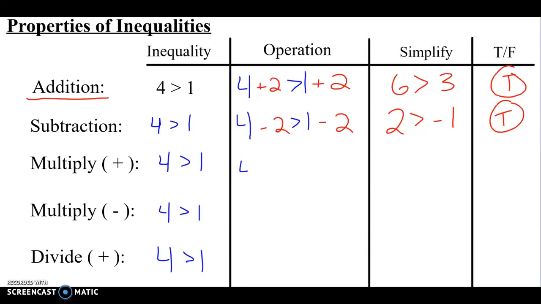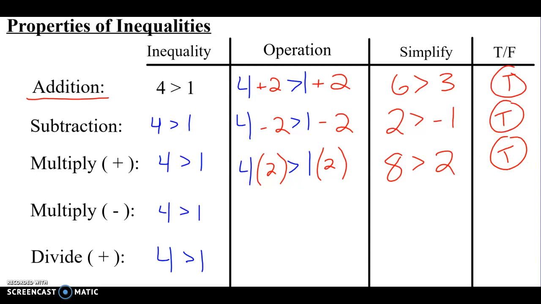So 4 is greater than 1, but we're going to multiply both sides by a positive number. So times positive 2, which gives us 8 is greater than 2. Is that still true? Yep, we're doing good so far. So far, we've added to both sides, we've subtracted to both sides, and we've multiplied both sides by a positive, and each time we ended up with a true statement.